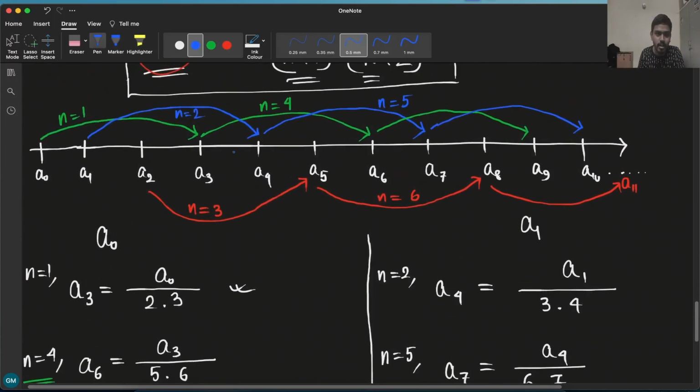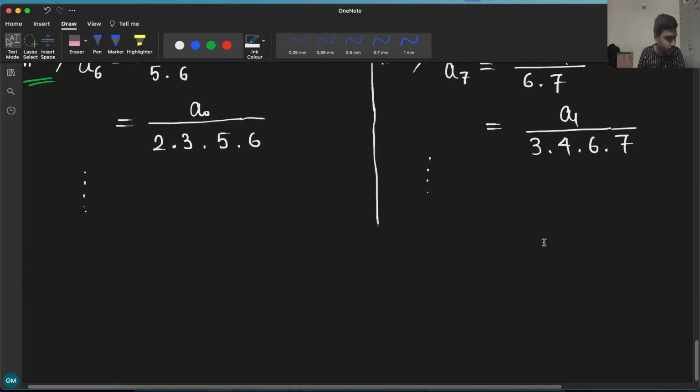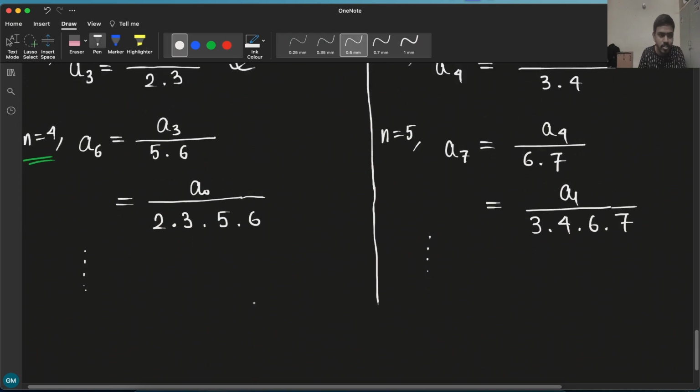One is this green one, where we start with a0 and then follow the recurrence relation, and the other is the blue one, where we start with a1. So this is a0, and this is a1. We start with a1 and then follow the recurrence relation. These are the two series we got. If I follow the recurrence relation, it's basically what you can see from here.